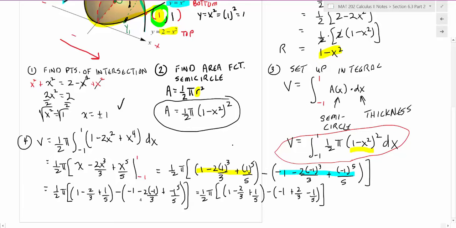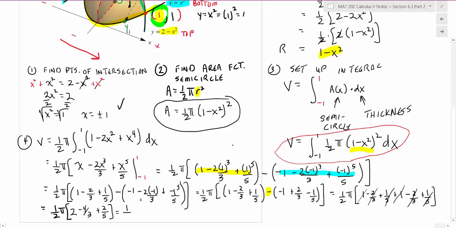Now we're getting pretty close to wrapping this thing up. From here I'll write this as 1/2 pi, and we're going to have 1 minus 2/3 plus 1/5 plus 1 minus 2/3 plus 1/5, changing the signs. What I just did there was distribute the negative. Now let's collect like terms and put this together. Inside here I've got 1 plus 1 is 2. Then negative 2/3 minus negative 2/3 is negative 4/3. And then 1/5 plus 1/5 is plus 2/5.